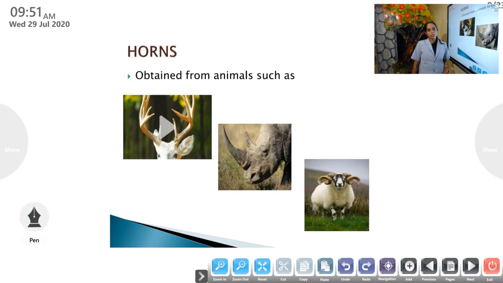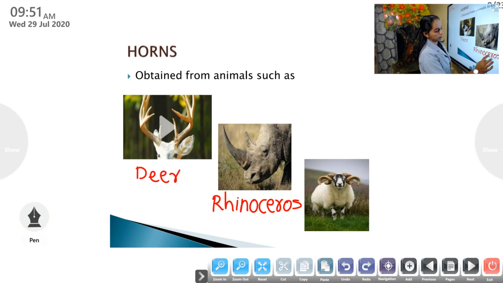Then the next product is horns. Horns are obtained from animals such as deer, rhinoceros, the third one is sheep. So horns are obtained from animals such as deer, rhinoceros and sheep.